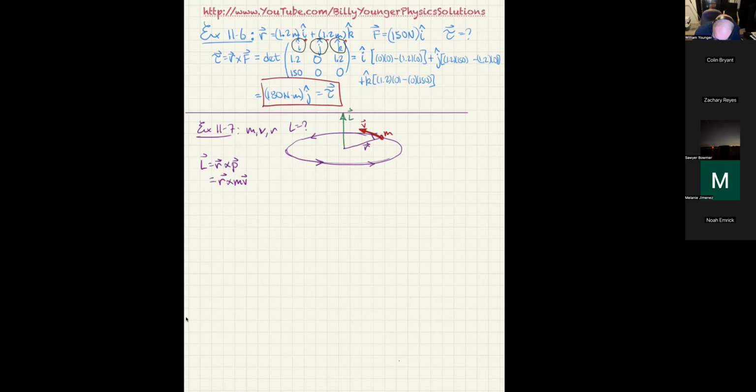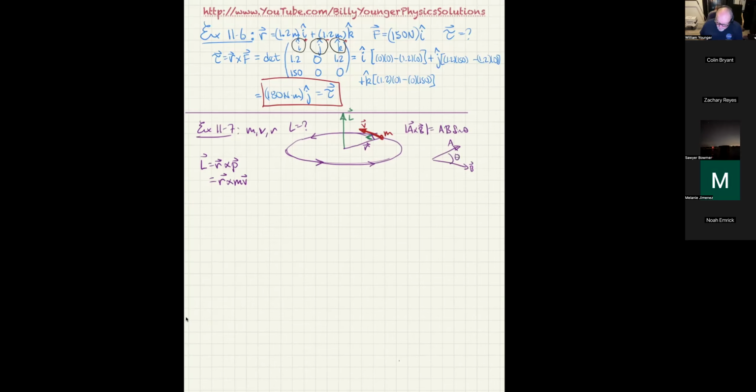Well, what is the magnitude of it? Well, you can see, since it's a circle and that r is a radial line and that velocity is tangential to the circle, that means that r and v are perpendicular. And we know that the magnitude of A cross B is equal to the magnitude of A times the magnitude of B times the sine of the angle between them when they're tail to tail. So A, B, tail to tail, that is the angle theta.